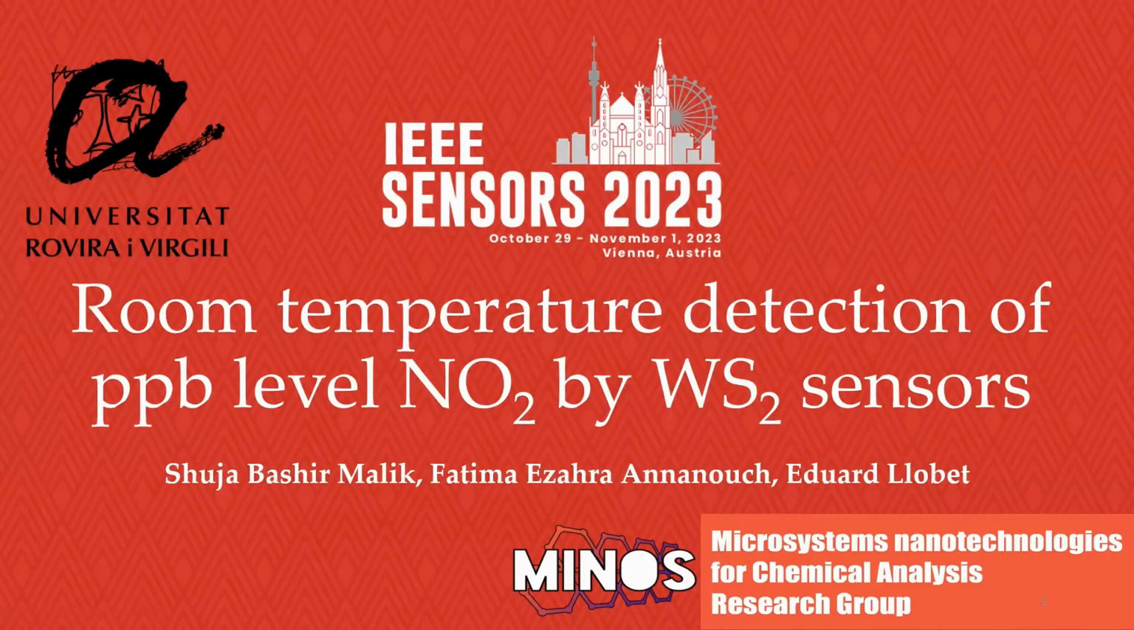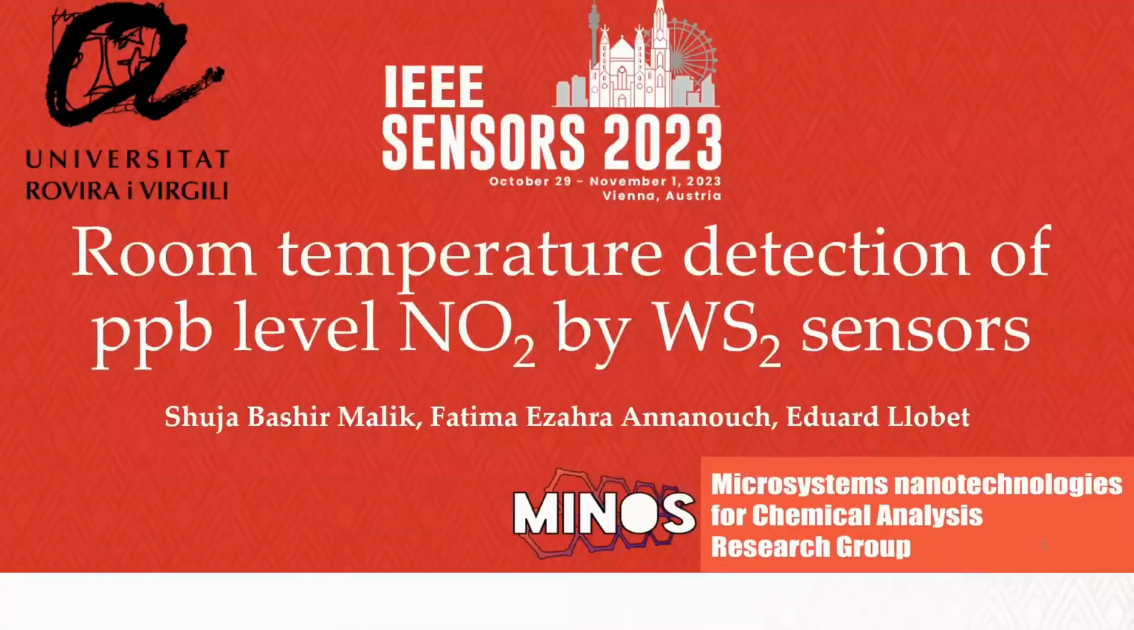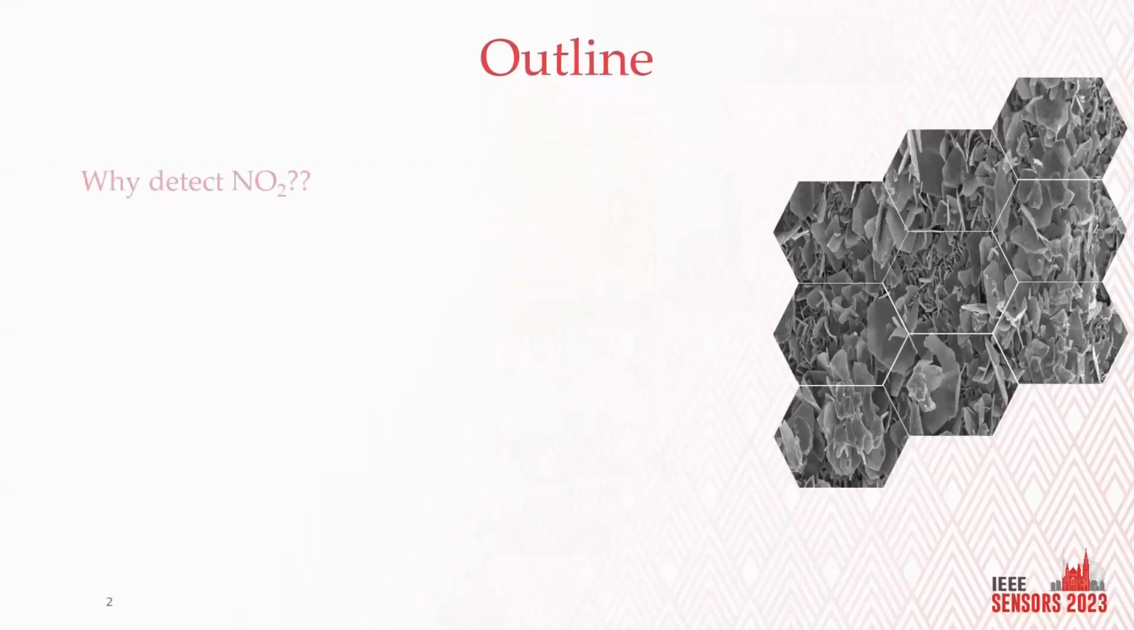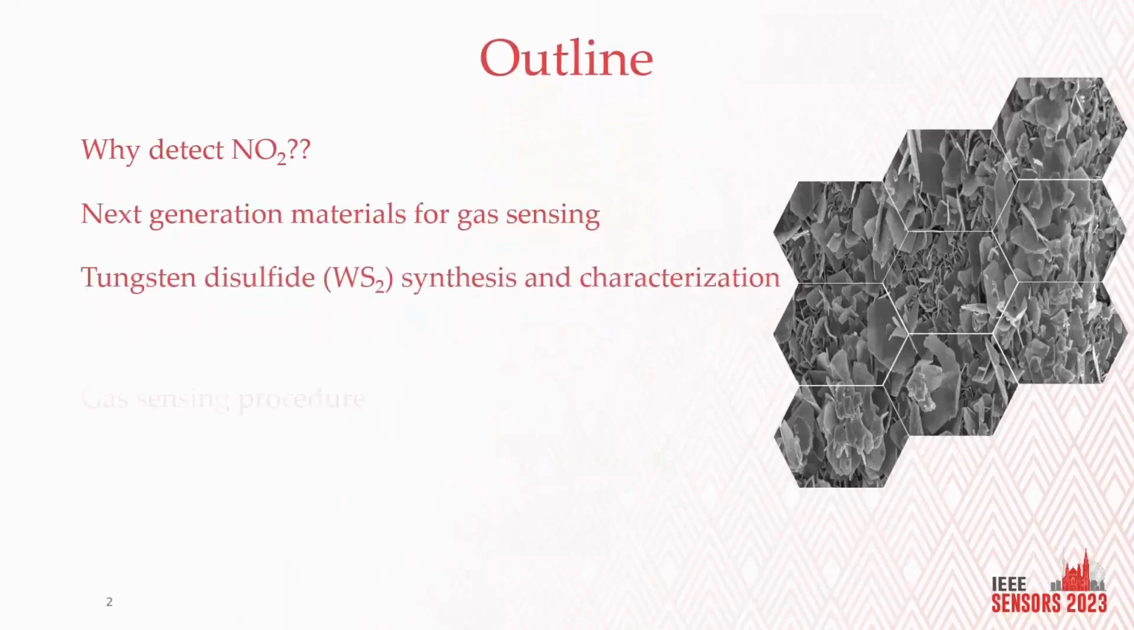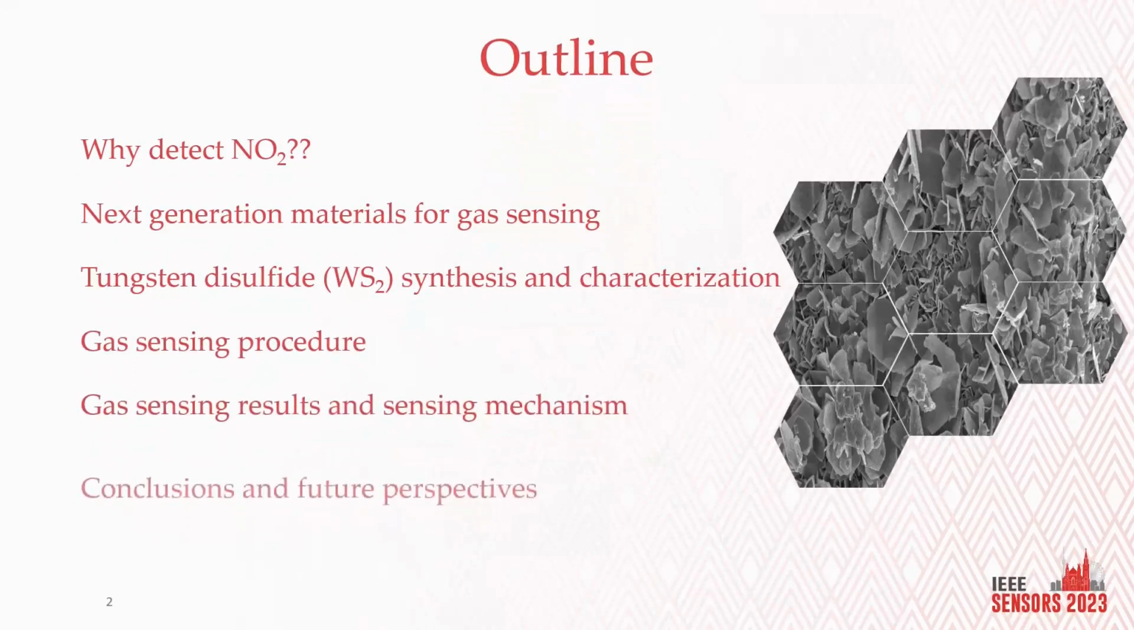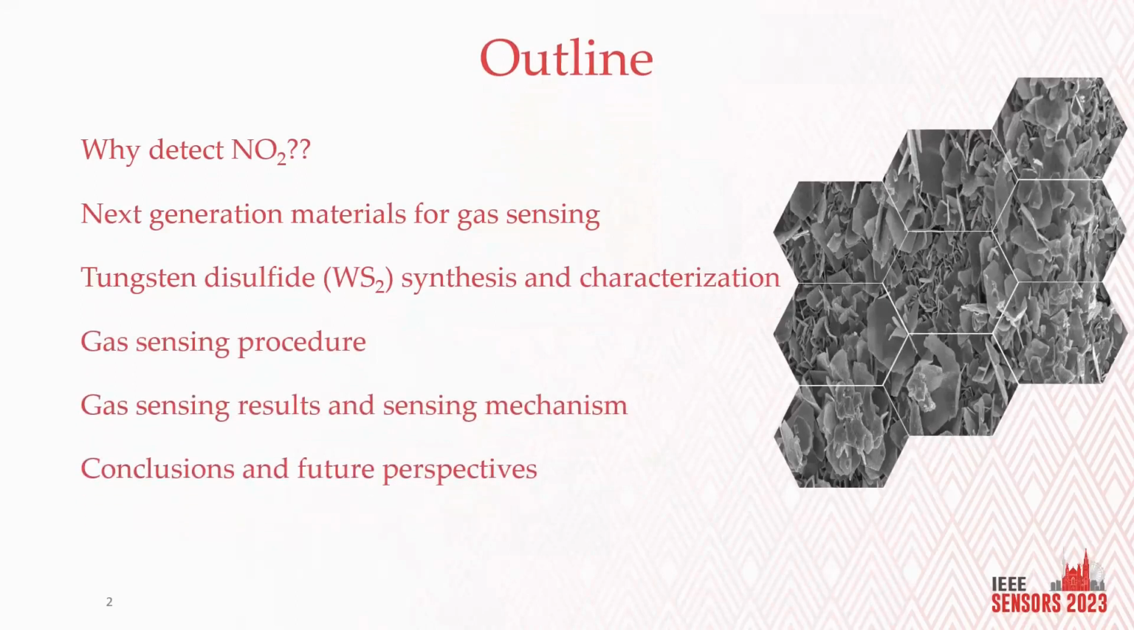Today, I'm going to discuss room temperature detection of ppb level nitrogen dioxide by tungsten disulfide sensors. I'll start my presentation with the outline. The first slide would be why do we need to detect nitrogen dioxide? And then I will move towards next generation materials for gas sensing, followed by tungsten disulfide synthesis and characterization. And then I will move towards the gas sensing procedures that we follow in our lab, followed by gas sensing results and sensing mechanism. Then at the end of the presentation, I will discuss some conclusions and future perspectives.